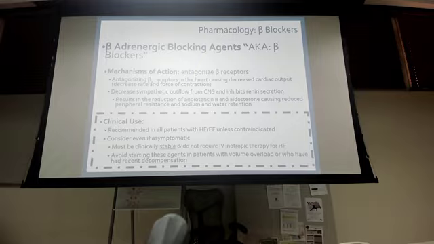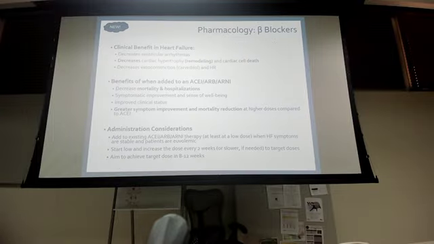Beta blockers will initially reduce cardiac output. This is why they're misunderstood. Yes, putting a beta blocker on board is going to initially do the exact opposite of what you think you're trying to do. It will initially decrease cardiac output. Long term, though, it improves survival and cardiac function by making the heart work less. And we'll get into why.